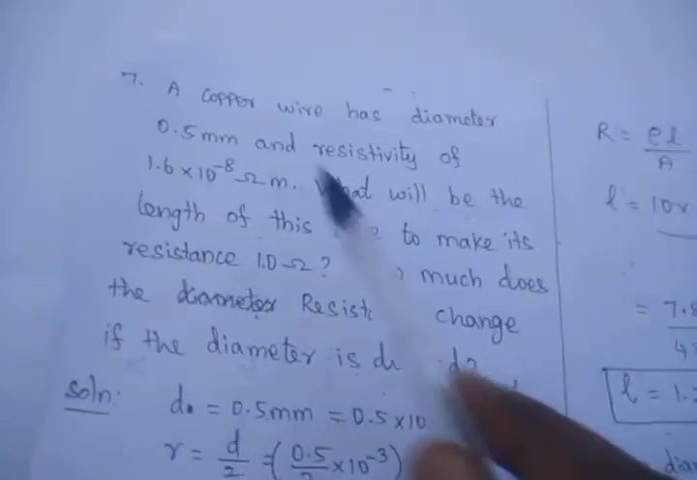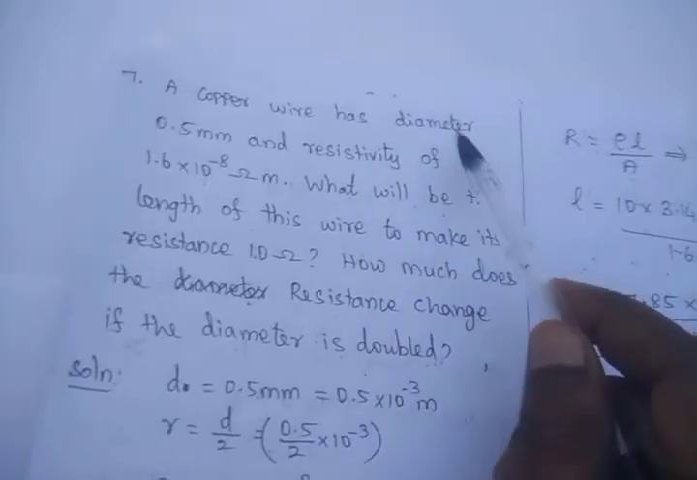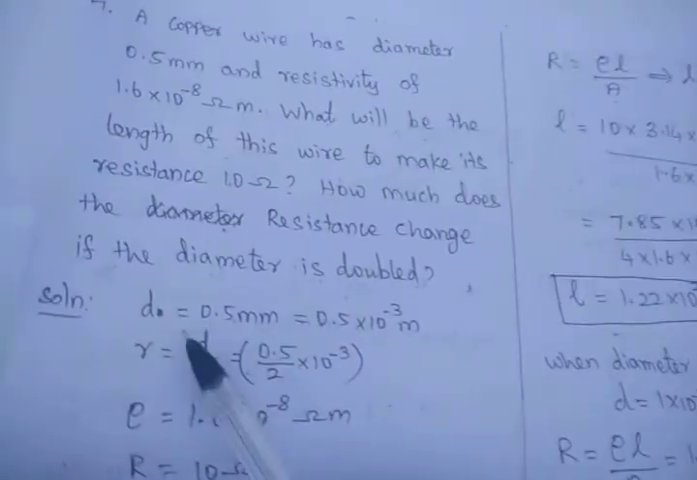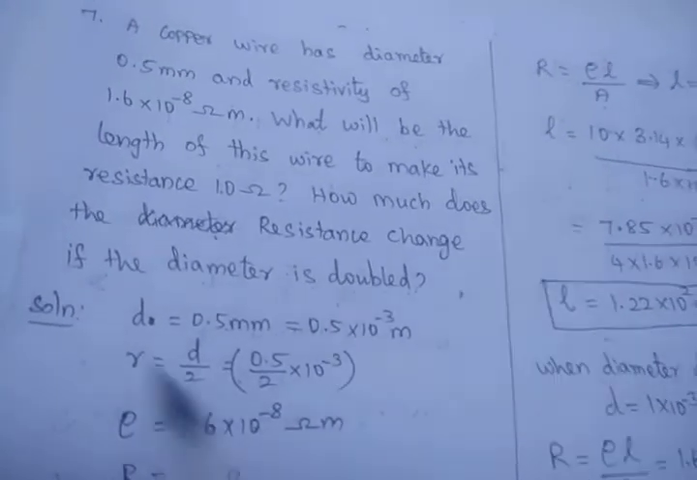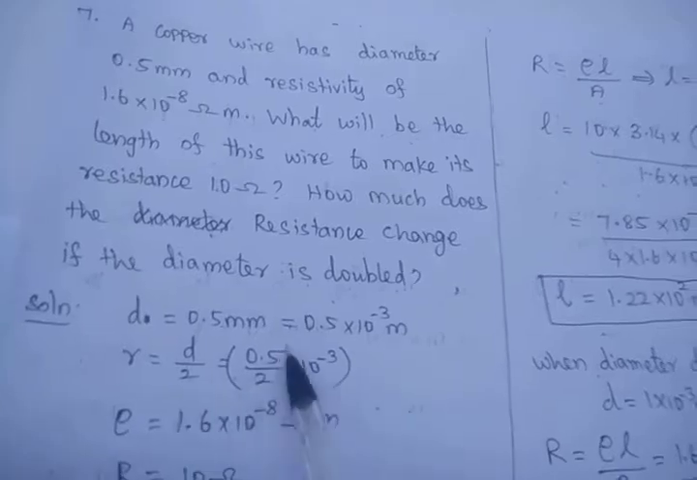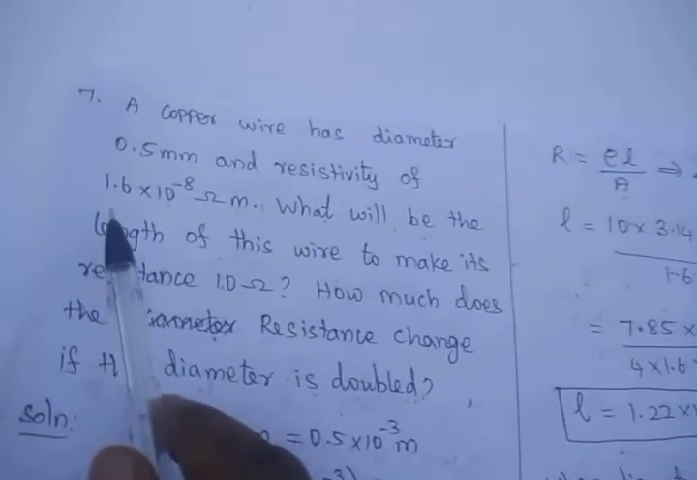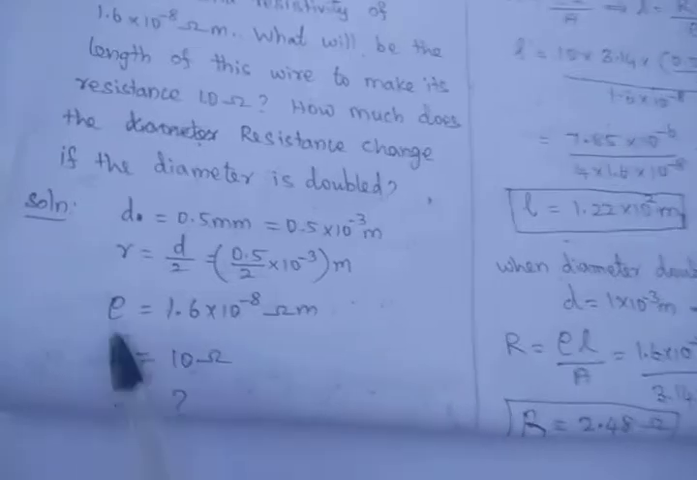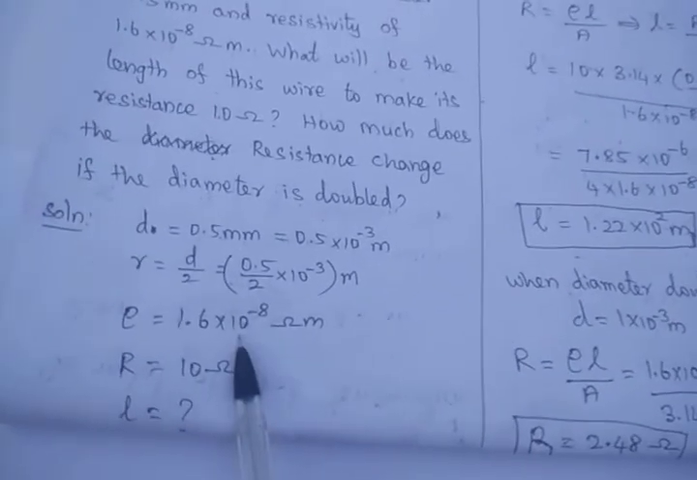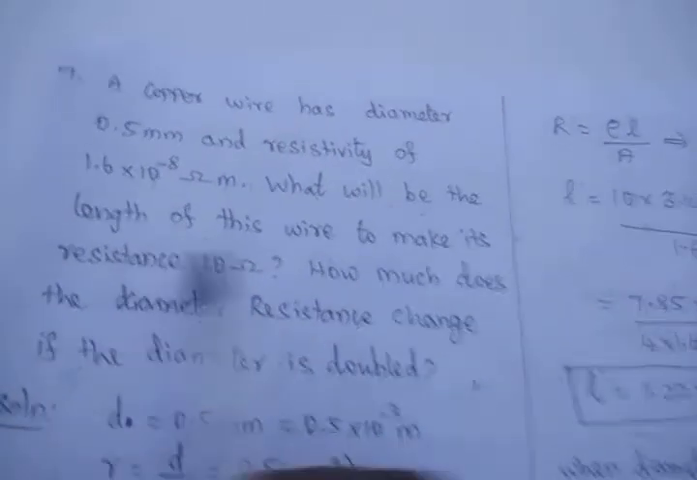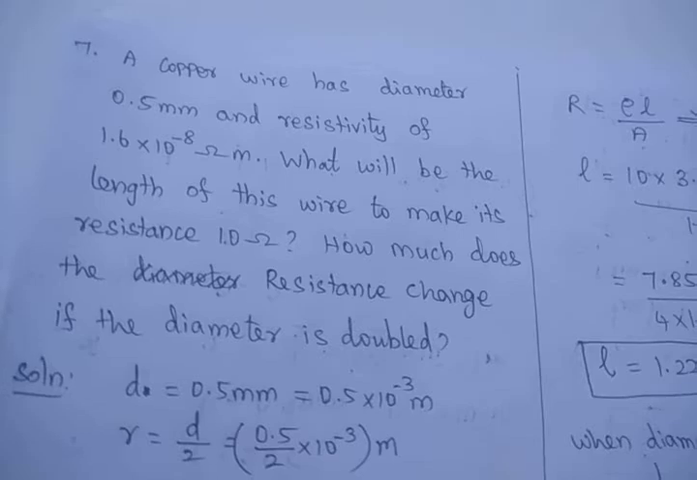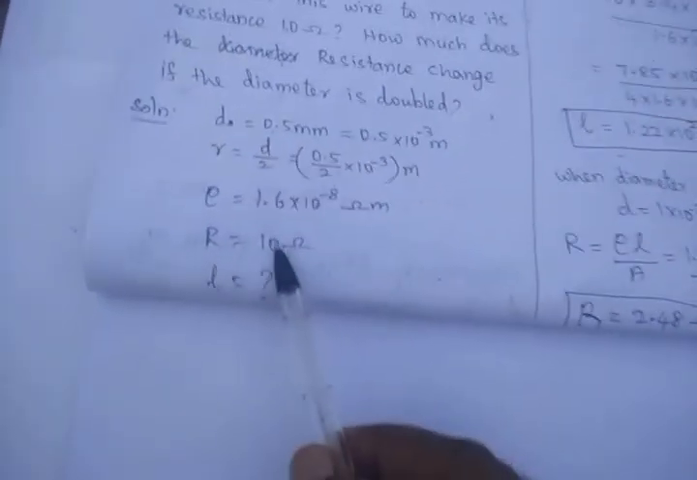The last problem in this session: a copper wire has a diameter of 0.5 millimeter. You have to convert it into meter, 10 power minus 3, and the corresponding radius value is d by 2, so 0.5 by 2 into 10 power minus 3 meter. Then the resistivity is 1.6 into 10 power minus 8 ohm meter, so write that also in the given data. What will be the length of this wire if the resistance is 10 ohm?